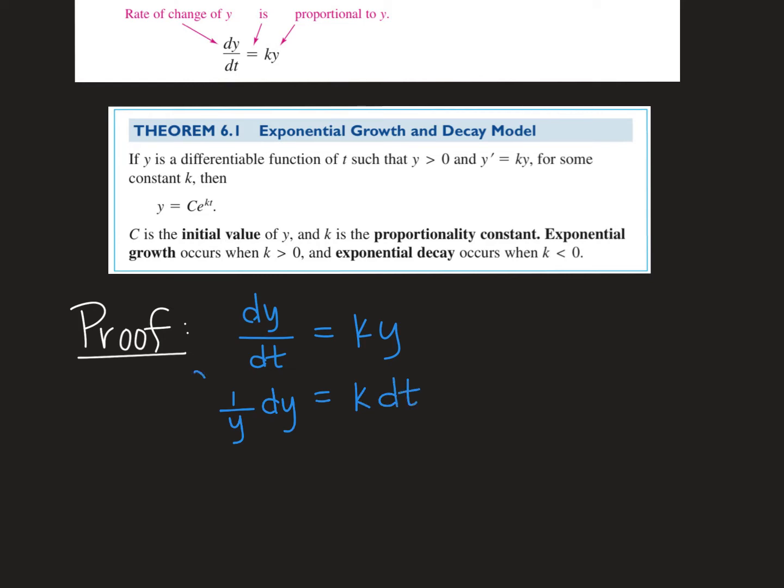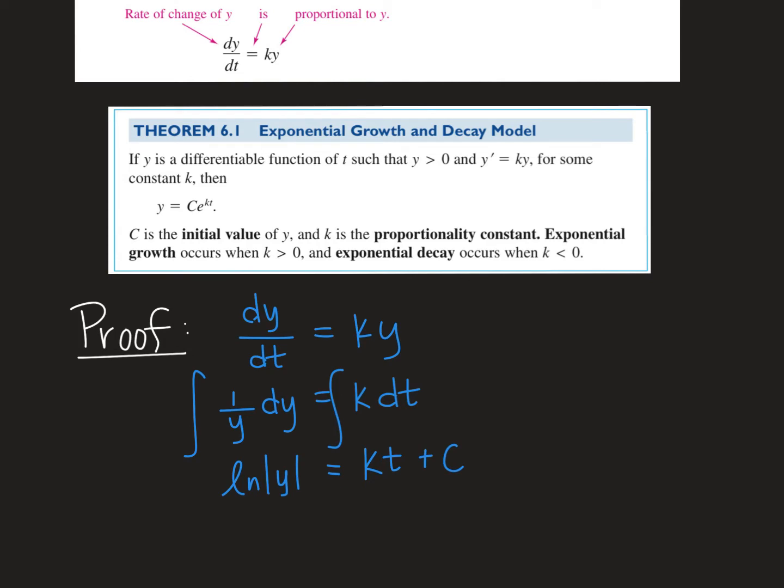From here, I want to integrate both sides. When I integrate 1 over y dy, I'm going to get the natural log of the absolute value of y. And remember, I'm not going to put the plus c on that side, I'm just going to put it on the other side. Over here, I'm not going to use the power rule because I'm integrating with respect to t, so k is just some constant term. So the integral of k with respect to t is just kt, and then of course we have our plus c.